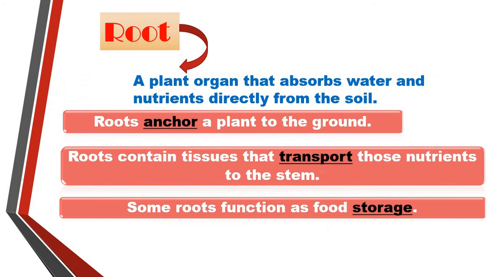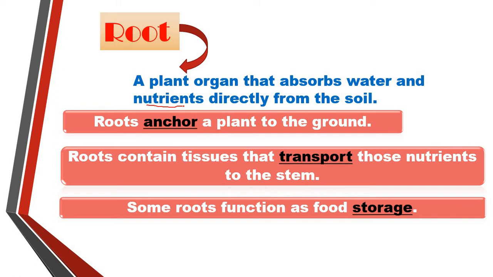The second important part in the plant is the root. The root is a plant organ responsible for absorbing water from the soil and delivering it to the stem, and from the stem to the leaf. Also, it's responsible for delivering nutrients found in the soil.